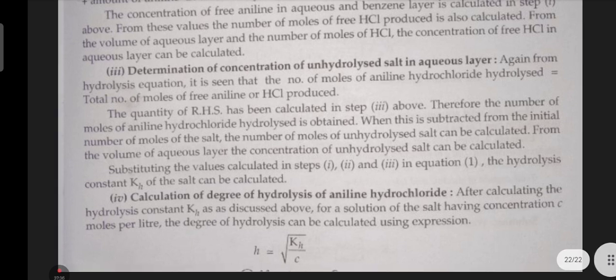Third is the determination of the concentration of unhydrolyzed salt. Again, from the hydrolysis equation, it is seen that the number of moles of aniline hydrochloride hydrolyzed is equal to the total number of moles of free aniline or HCl produced. The quantity on the right-hand side has been calculated in step 2 above. Therefore, the number of moles of aniline hydrochloride hydrolyzed is subtracted from the initial number of moles of the salt.